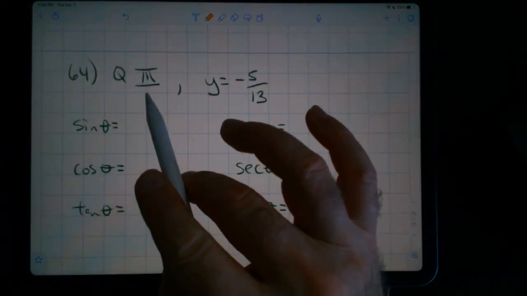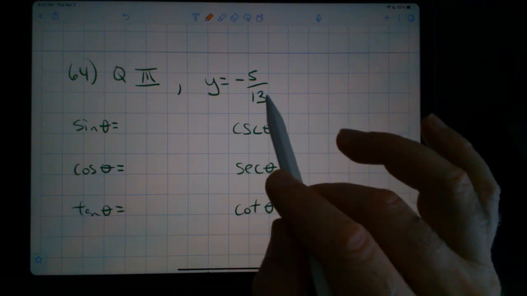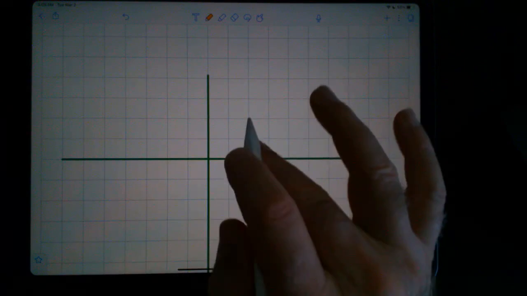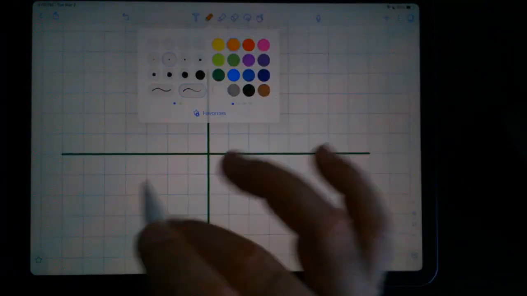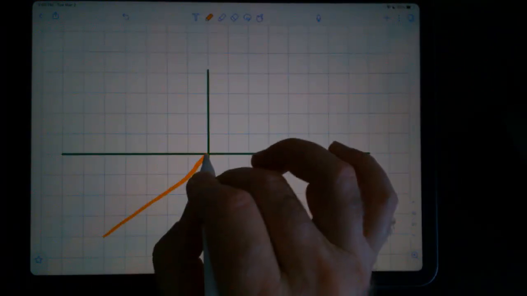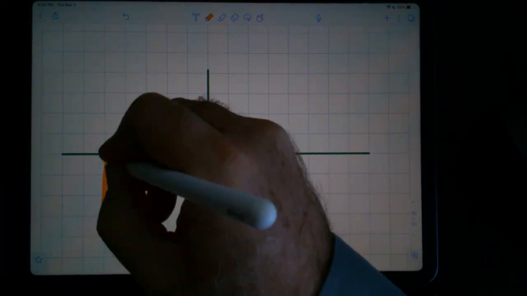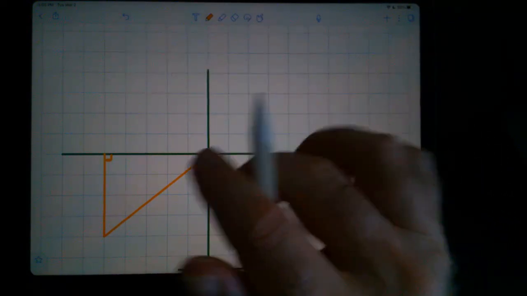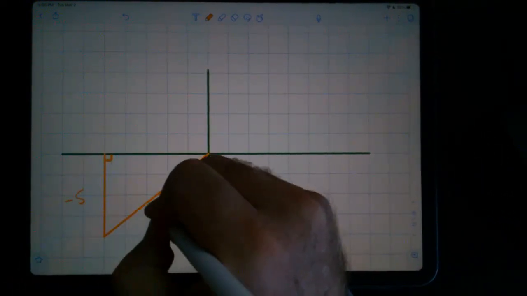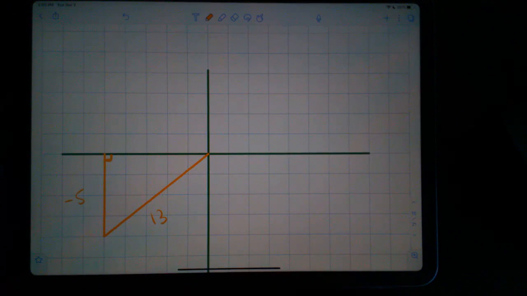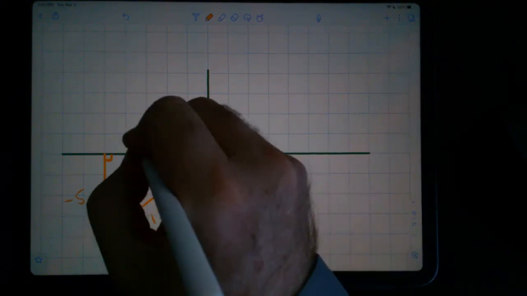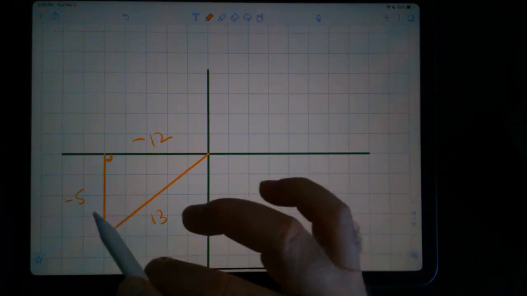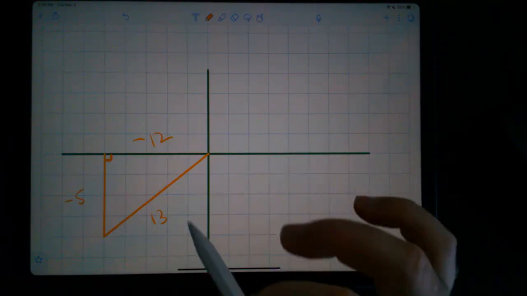Here we're in quadrant 3, and y is negative 5 over 13. Quadrant 3 is down in here. So we have negative 5 over 13. And this will be negative 12, because 5 squared plus 12 squared is 13 squared.